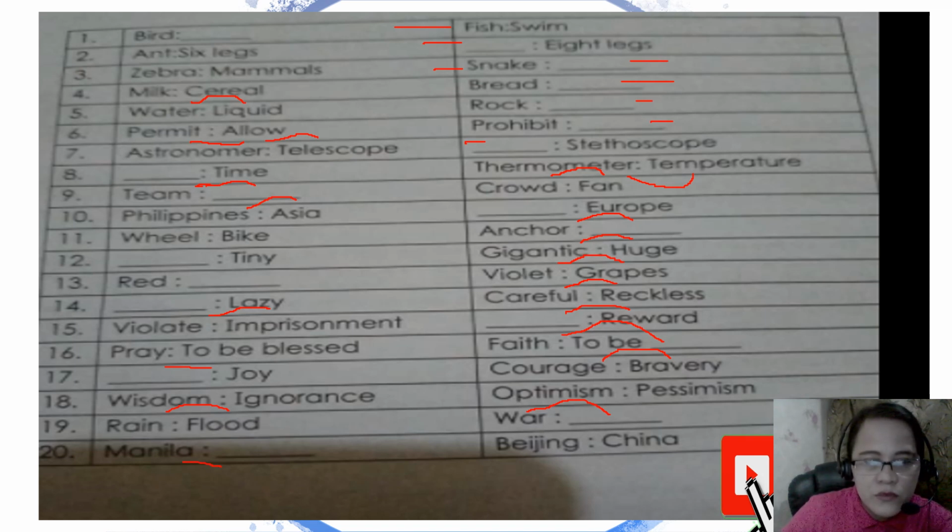Manila is to blank. Ang katapat niya, na analogy is Beijing. Beijing is to China. So, ano ba ng China ang Beijing? Ang clue, ang Beijing ay matatagpuan sa China. So, that's it, class, for word analogy interpretation.